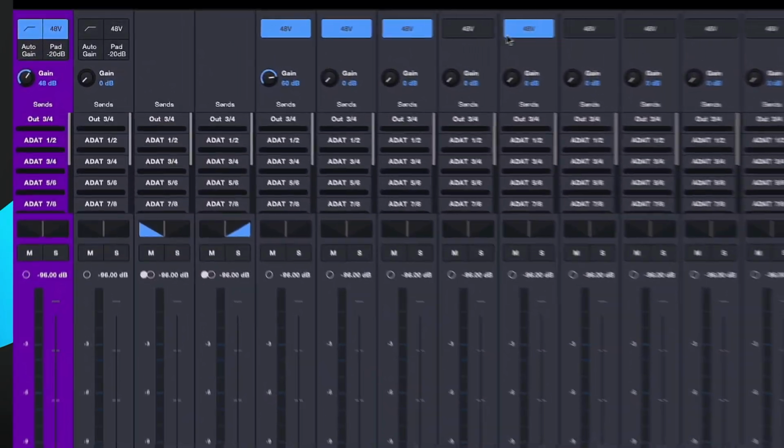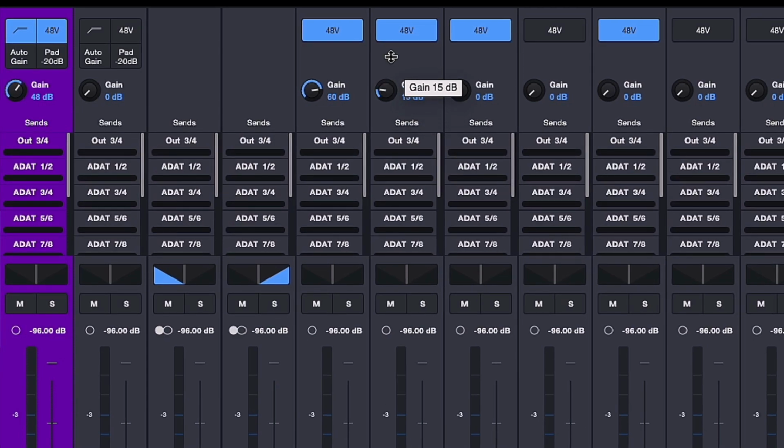What's also really cool is that you can use the Universal Control software that comes with your Quantum HD interface to remote control the preamps on the ADAT channels. However, this functionality is only found on the Quantum HD8.